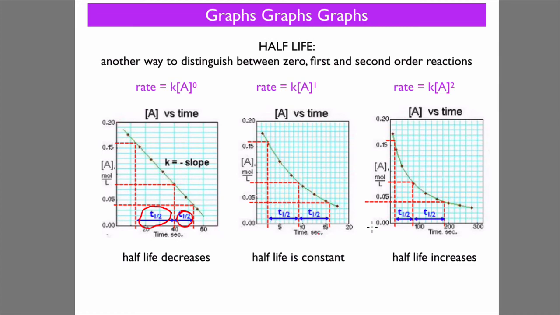In second order reactions, you can see again 0.16 concentration going to 0.8. It takes this amount of time, but then to go from 0.8 to 0.4 takes a lot longer. So the half-life is increasing. The time it takes for the concentration of reactants to halve increases in second order reactions.